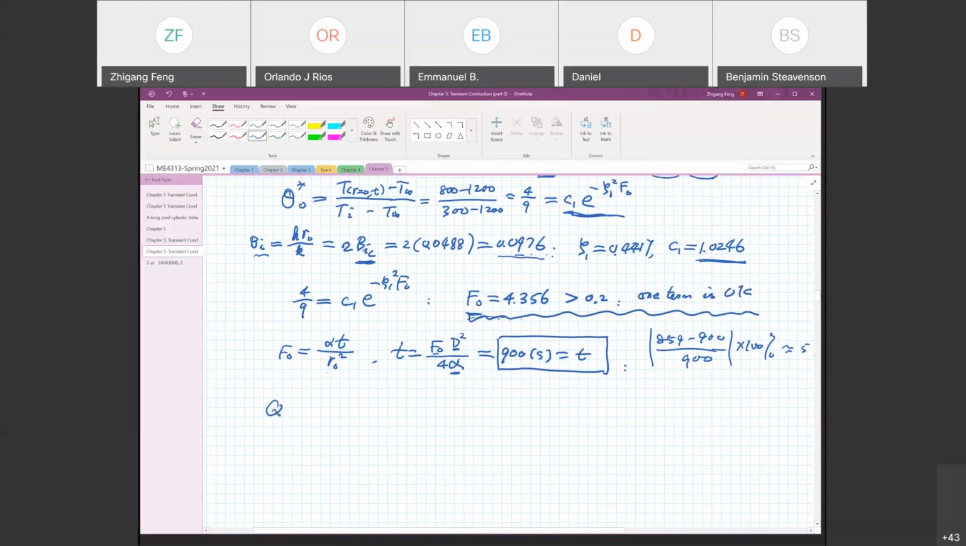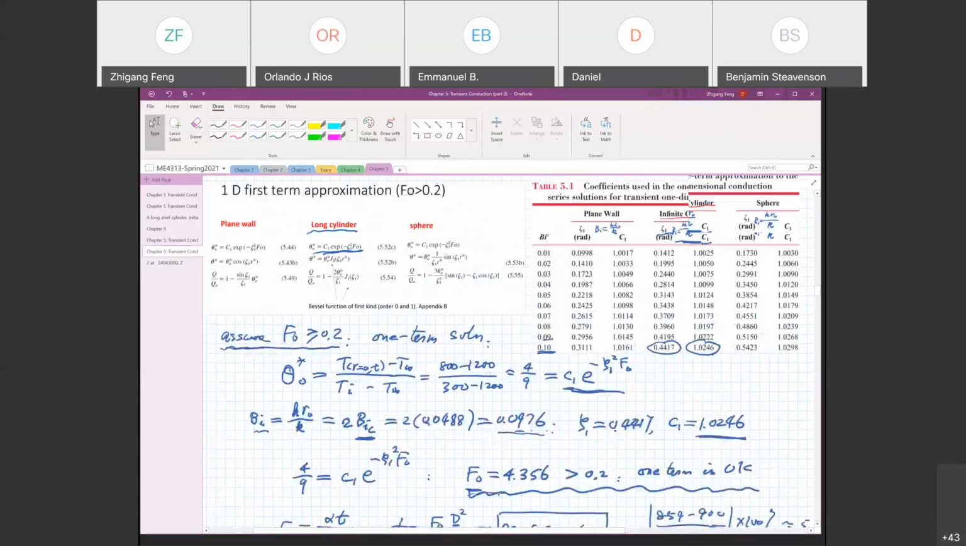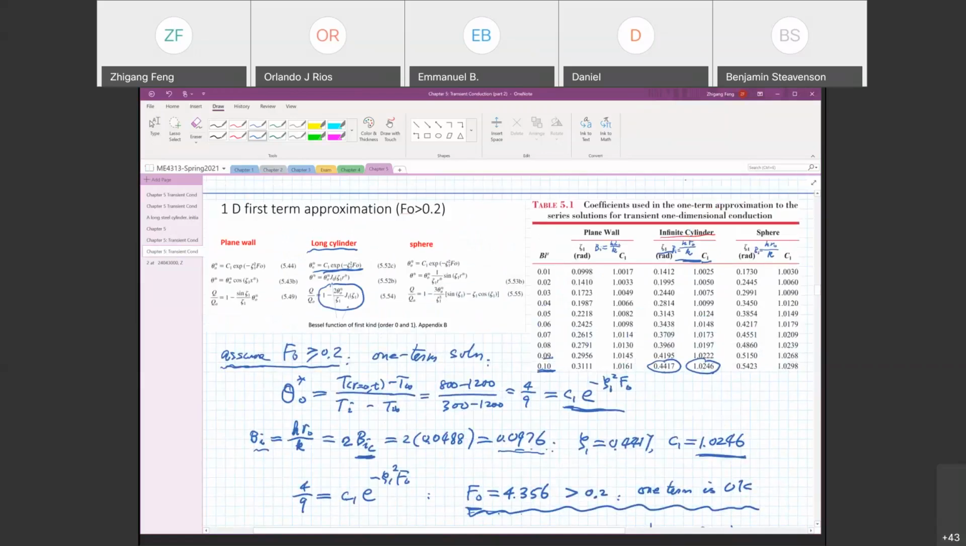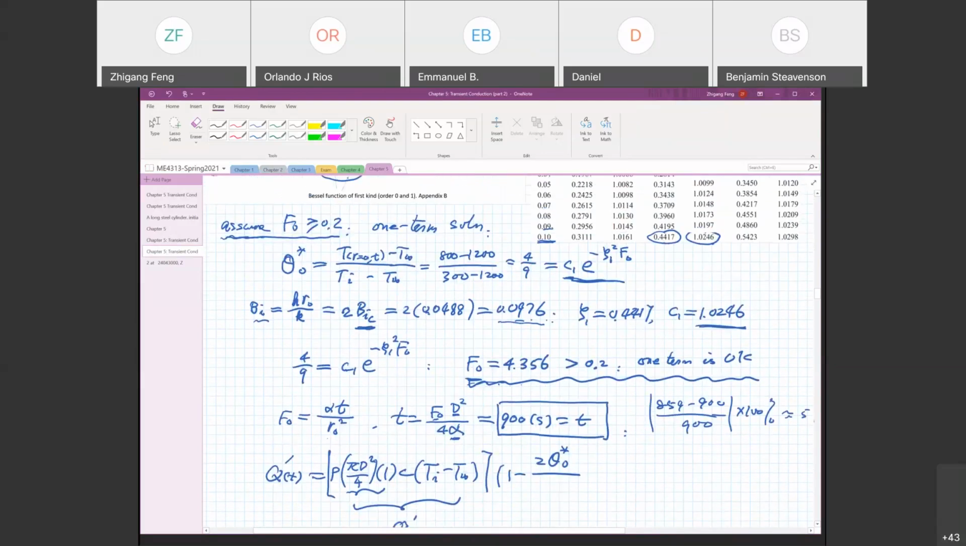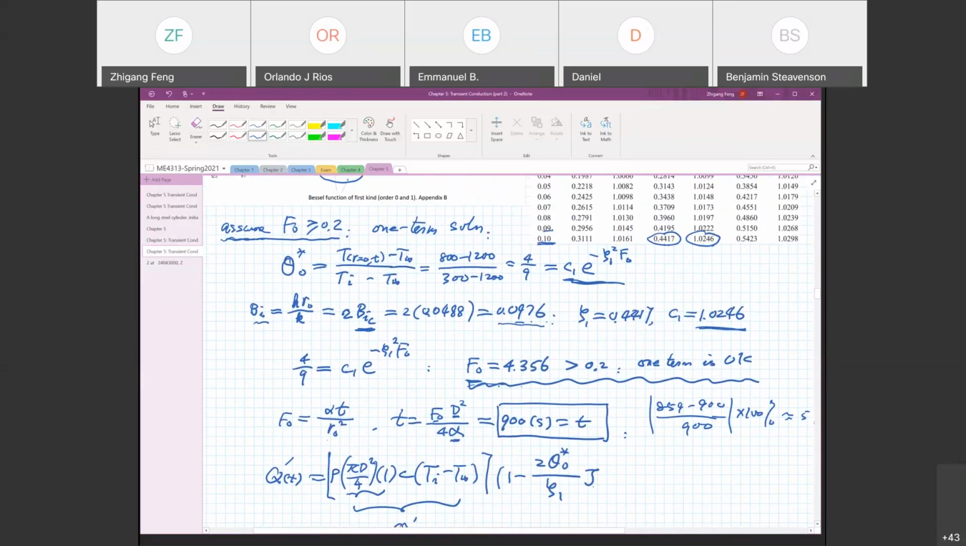Now for the heat transfer rate, the thermal energy being transferred per unit length is equal to rho multiplied by volume, pi d squared over 4, multiplied by 1 because it's per unit length, multiplied by C, multiplied by Ti minus T infinity. So this produces the maximum amount of thermal energy that can be transferred. Multiply by, now you have to look up the solution: 1 minus 2 theta star naught divided by theta 1, multiplied by a special function, which is called the Bessel function of first order at theta 1.